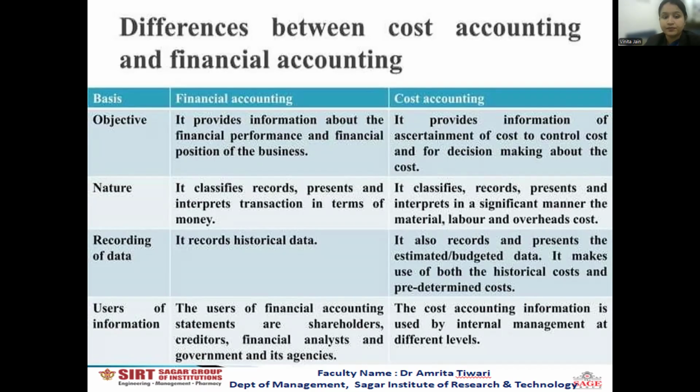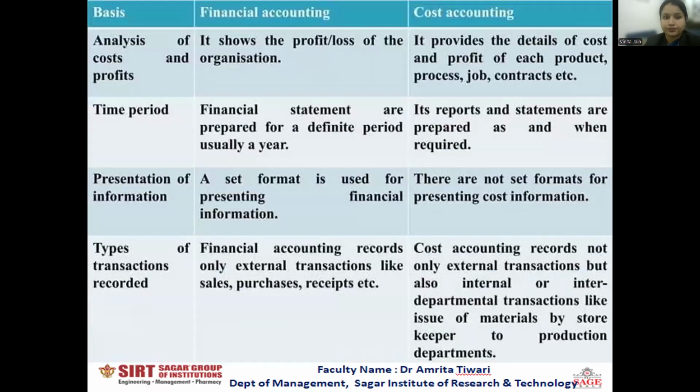Recording of data. Financial accounting records historical data. Cost accounting also records present and estimated budgeted data. It makes use of both historical cost and predetermined cost. Users of information. The users of financial accounting statements are shareholders, creditors, financial analysts, and government. And the cost accounting information is used by internal management at different levels.